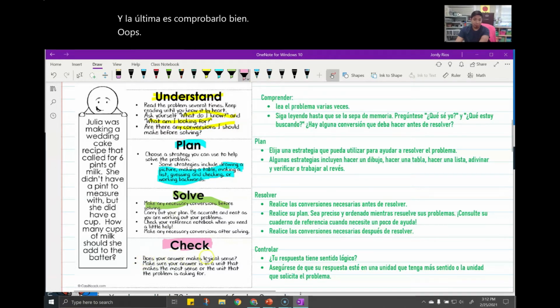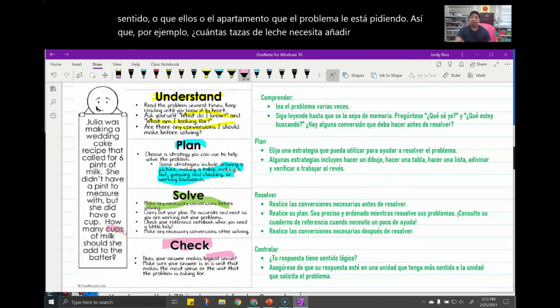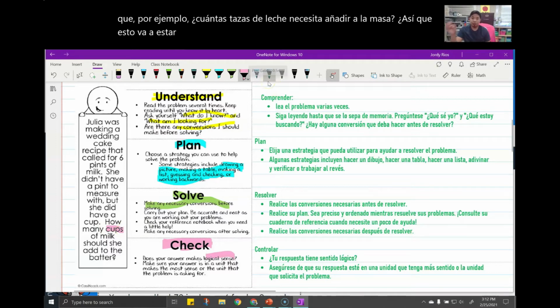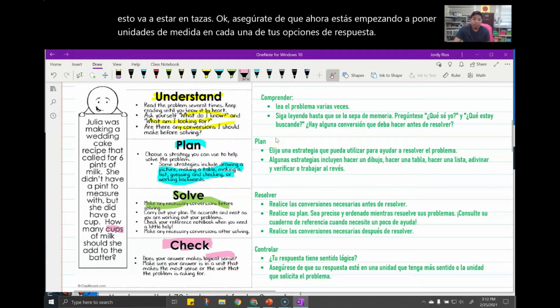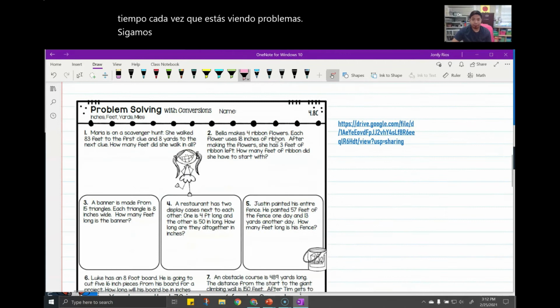Does your answer make logical sense? Does it make sense of what your answer is, okay? And make sure your answer is in a unit that makes the most sense or the unit that the problem is asking you for. So for example, how many cups of milk does she need to add to the batter? So this is going to be in cups, okay? So make sure you're now starting to put units of measurement into each of your answer choices, okay? These are your strategies that we're teaching you, and you need to be using them all the time whenever you're looking at problems. Let's go ahead and look at a few.